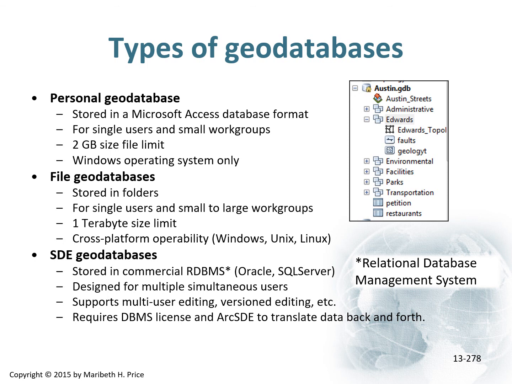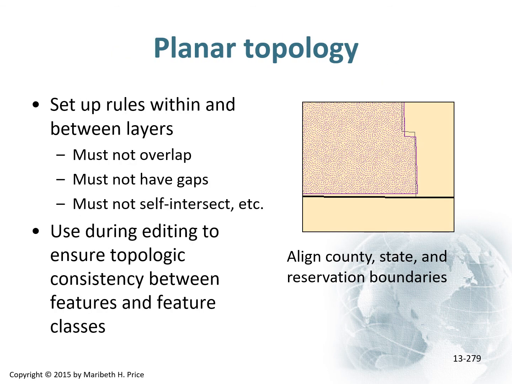Types of geodatabases: personal, file, SDE. Personal is small, Windows-based, single user or small group. File geodatabases are stored in folders. They're pretty useful. SDE are awesome if you have access to them. They utilize commercial software and have some really unique features like version editing.